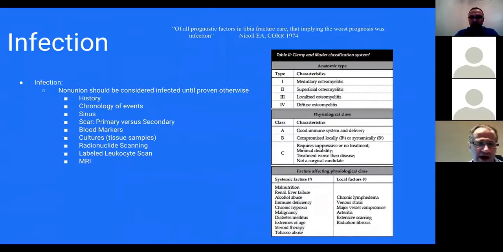Radionuclide scanning, labeled leukocyte scanning, and MRI are all options. Their sensitivity and specificity vary between different papers. The most sensitive is MRI scan, however, it can be a false positive, and the most sensitive and specific is labeled leukocyte scans. However, the problem associated with them is that they are very good at picking up acute infection, but in chronic low grumbling infections, they're very poor.